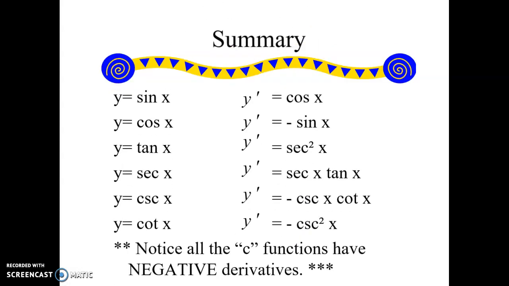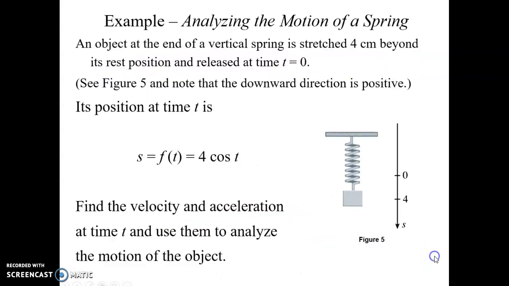So here's our summary. These are all of our rules. Sine is equal to cosine, cosine negative sine, tangent secant squared, secant secant tangent, cosecant negative cosecant cotangent, cotangent negative cosecant squared.